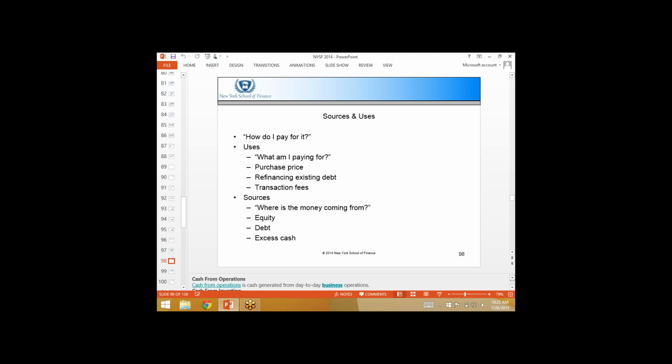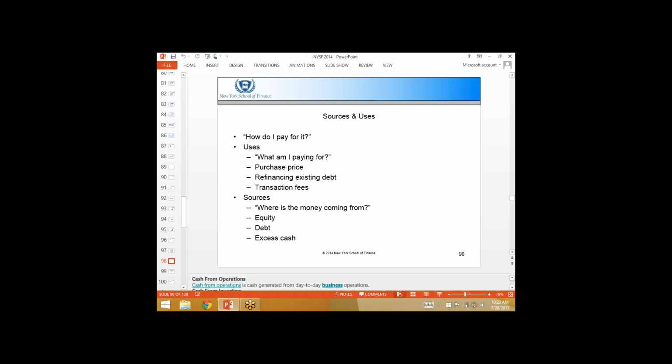Sources and uses. Uses determine what am I paying for. Uses are basically the same three items. The purchase price, right? You are paying for the purchase price, buying out the owners. Possibly refinancing the existing debt and the transaction fees. What does refinancing the existing debt depend on? We talked about this a lot. Not necessarily. Whether it's private or public. How? If the company is public, what happens?